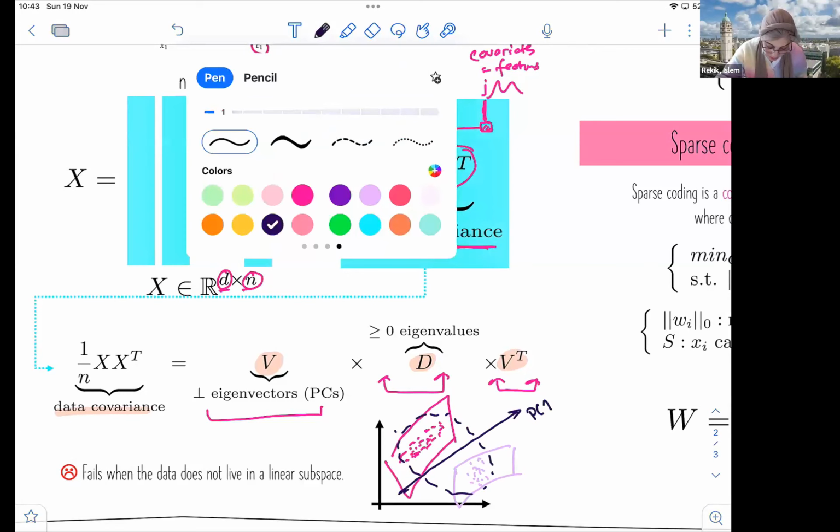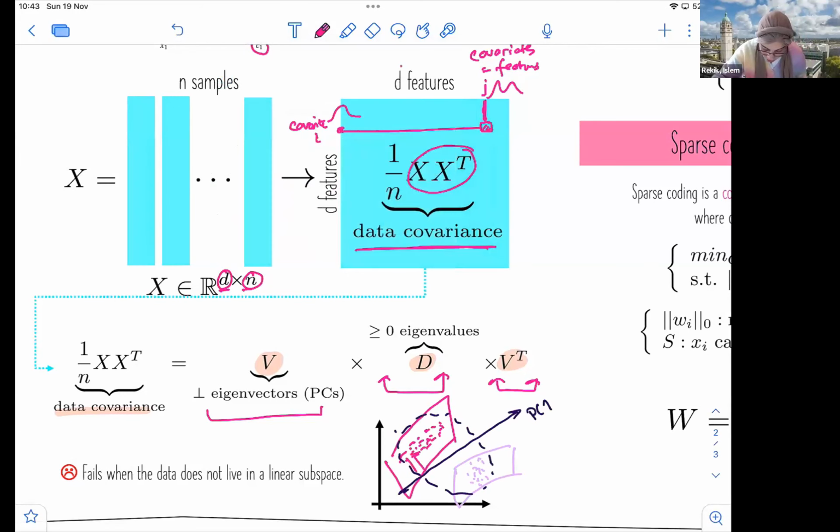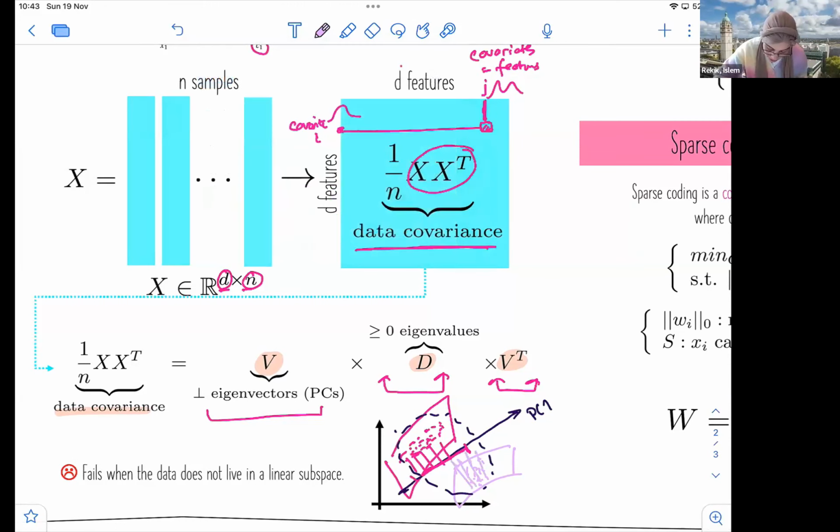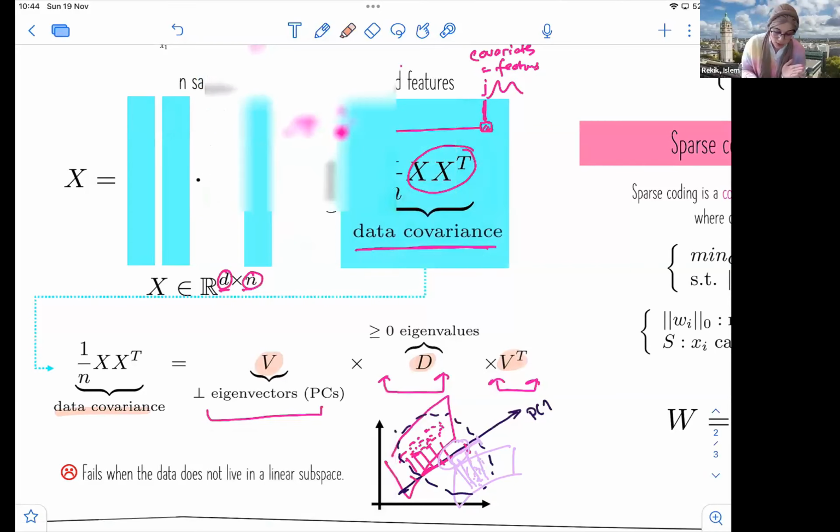Why? Because when you project the data onto this segment, and you project the other samples too, and you want to classify, if these are completely different subspaces and completely different objects, you have a big overlap here. So PCA actually fails when the data points do not live in a single linear subspace.